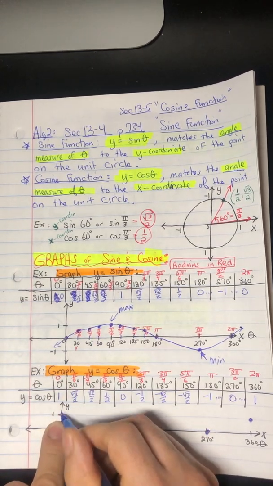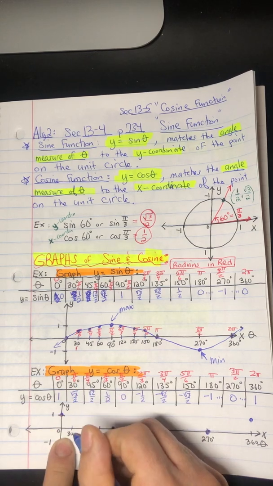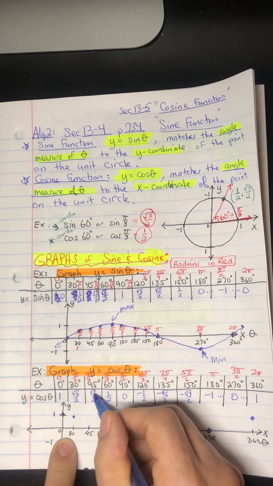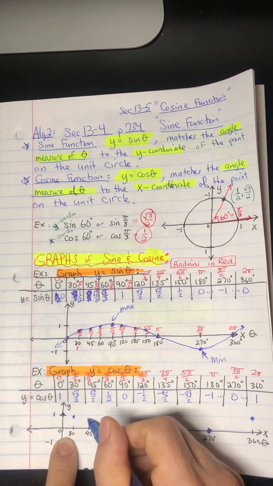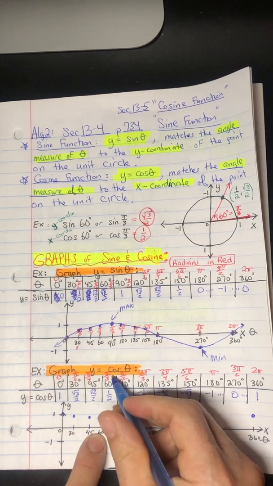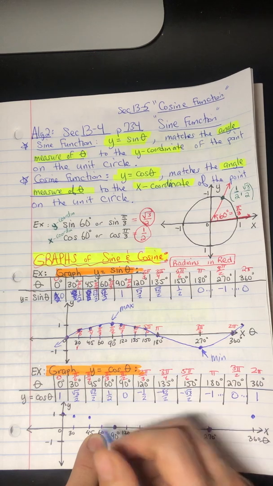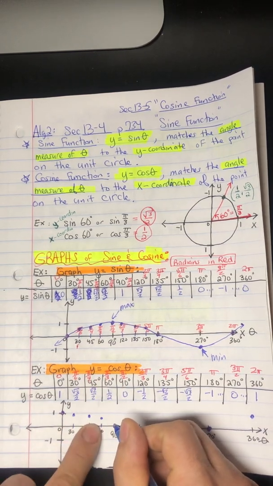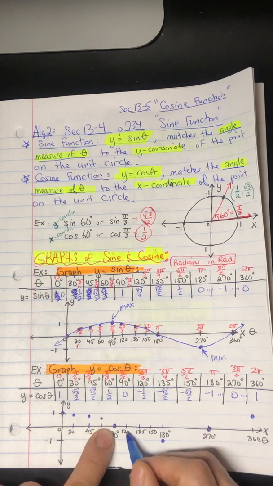It starts at 1. And then the cosine of 30 degrees is square root of 3 over 2, which is 0.8. Cosine of 45 is square root of 2 over 2, which is a little bit more than a half, less than 0.8. Cosine of 60 degrees is 1/2. And then cosine of 90 is 0. Cosine of 120 is negative 1/2.